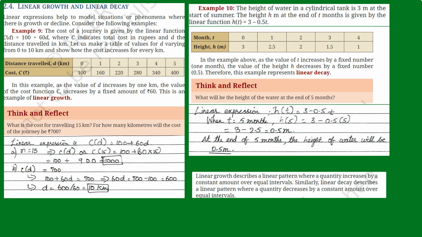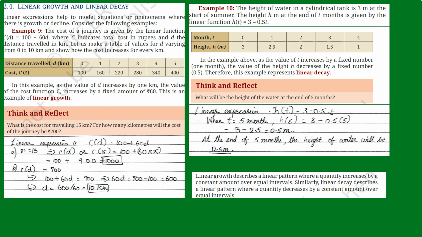For how many kilometers will the cost of the journey be 700? Now the cost, that is the second row in the tabular column, the value is given as 700. So just substitute it: 100 plus 60D is equal to 700. Just do a simple calculation and find out the value of D to be equal to 10 kilometers. So what do we mean by that? The cost of the journey will be 700 rupees when you travel 10 kilometers. That's what we infer from this example.